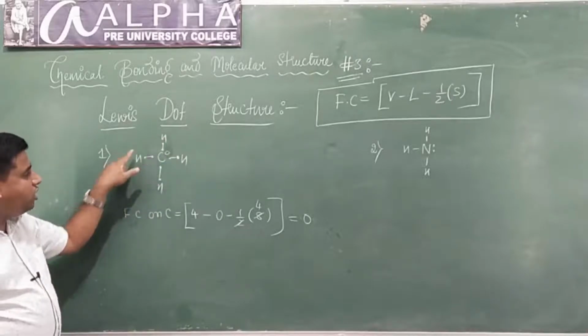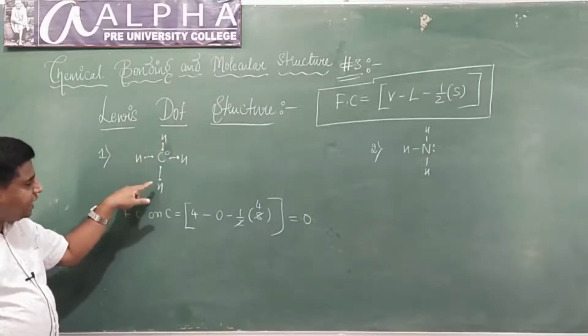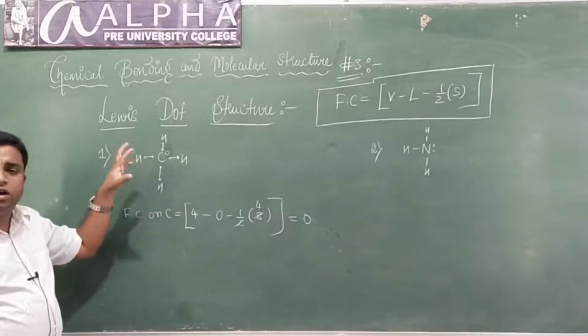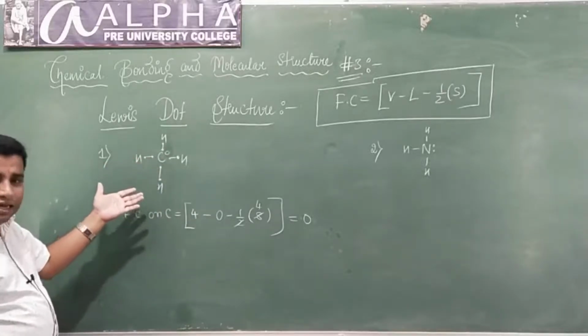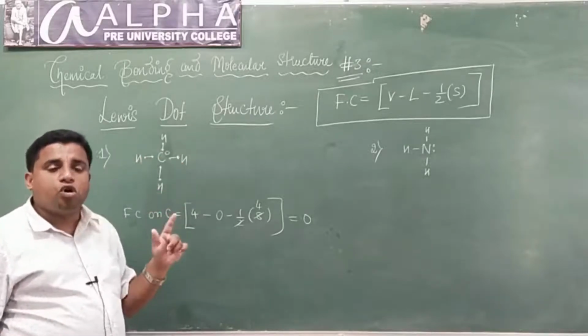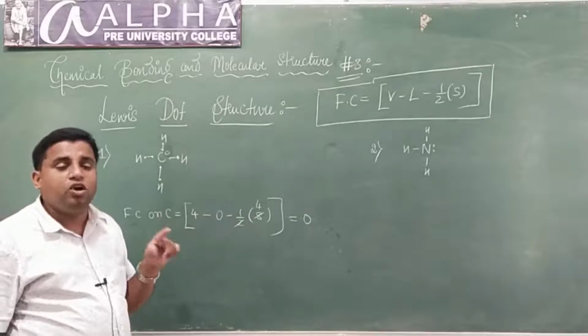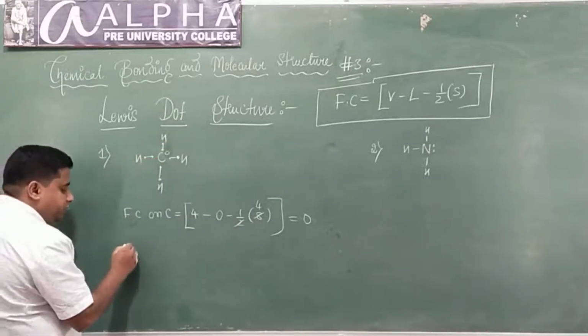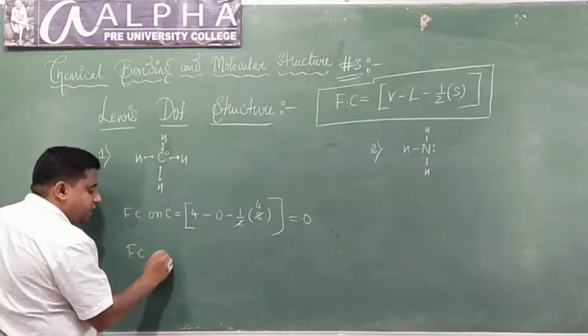Here all the hydrogen atoms are the same. So if I calculate the formal charge of one hydrogen, then the formal charge on all the hydrogen atoms will be the same. You don't have to keep calculating the formal charge on all the hydrogen atoms. If you calculate the formal charge on any one of the hydrogen atoms, it is enough. Okay, so let us calculate the formal charge on hydrogen.